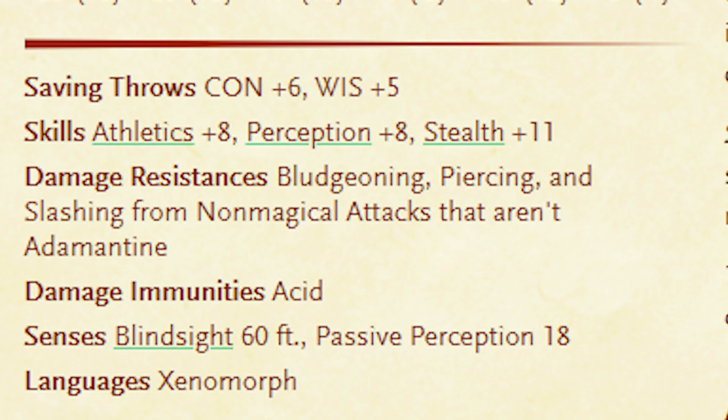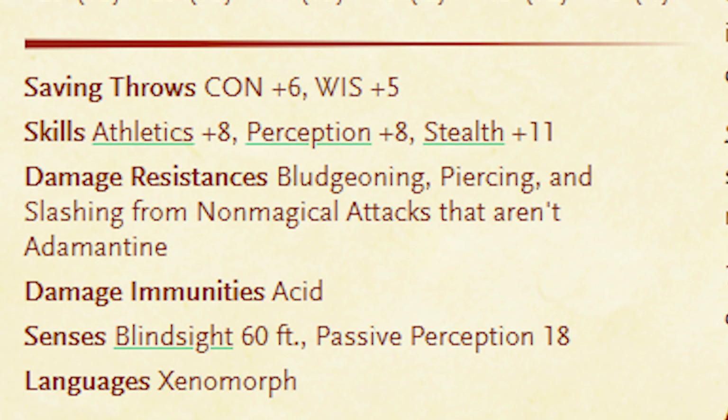As for senses, the Xenomorph's method of seeing is highly debated. Their skull suggests eyes, but sometimes they seem to use other senses such as echolocation. For that reason, I gave it blindsight out to 60 feet. Thanks to its expertise, the Xenomorph has an 18 passive perception.